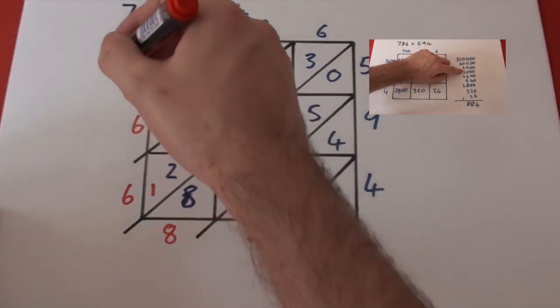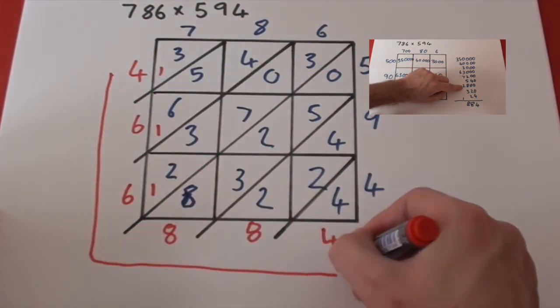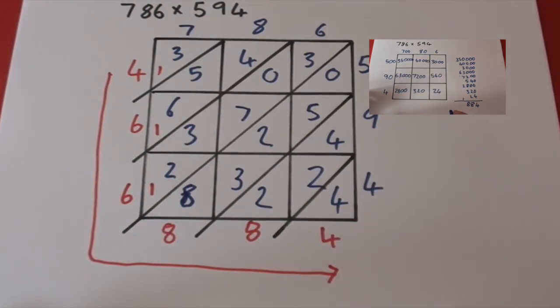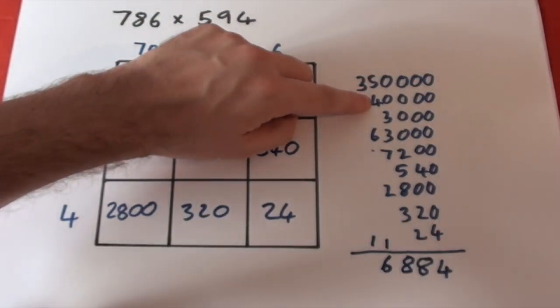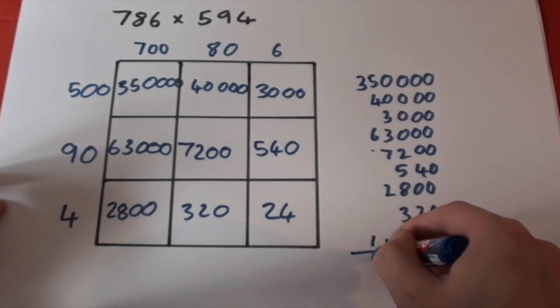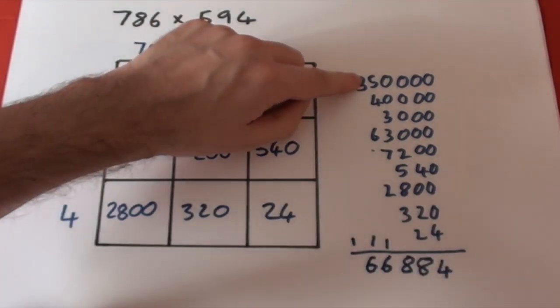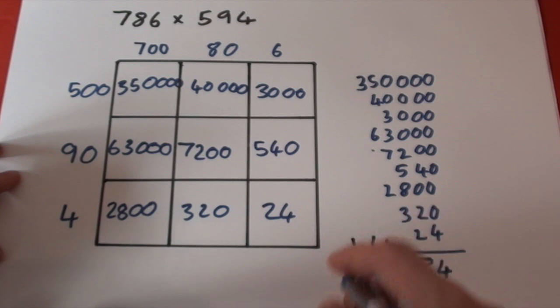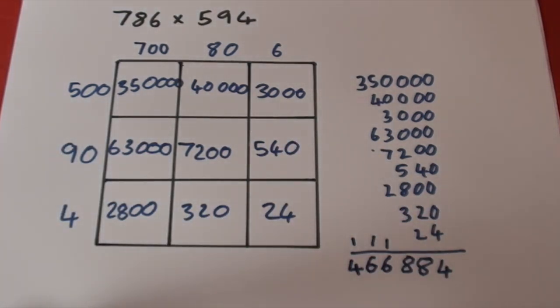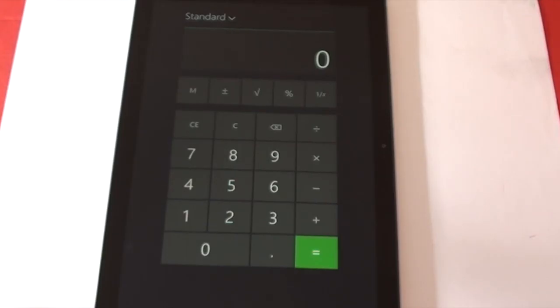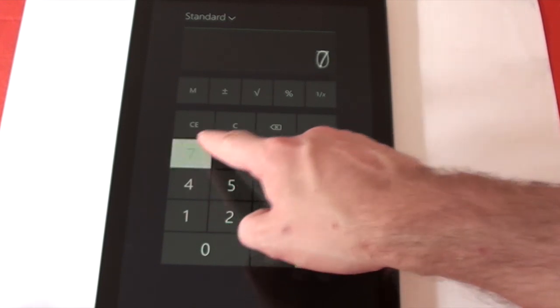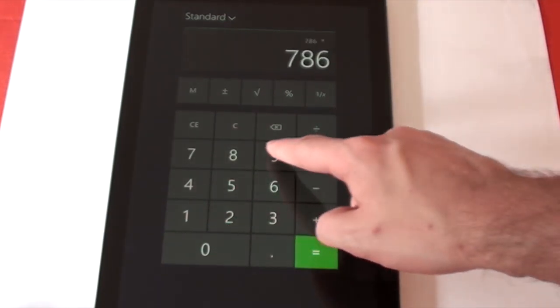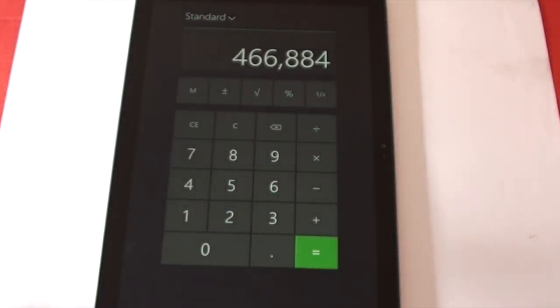And I just put in the last digit, and I've got my answer, which is 466,884. And you can see that this is the same answer that I got on the grid method. And we can check that again on the calculator. We should get 466,884. And there we go, this is the correct answer. But the Chinese method has been much faster.